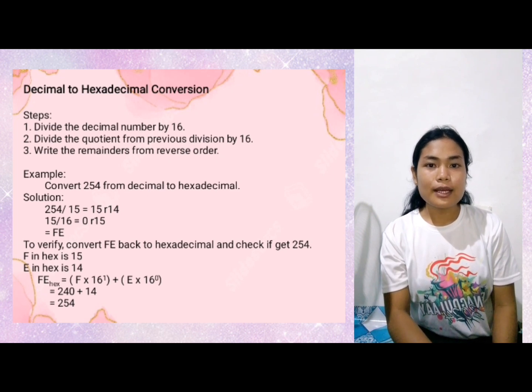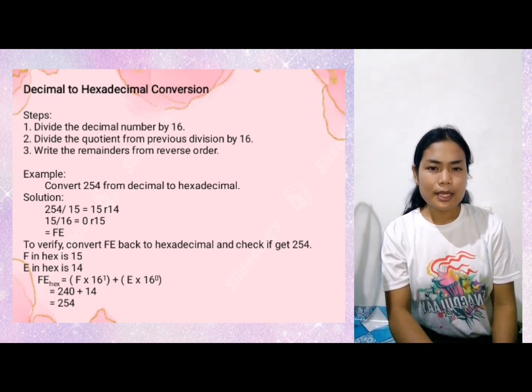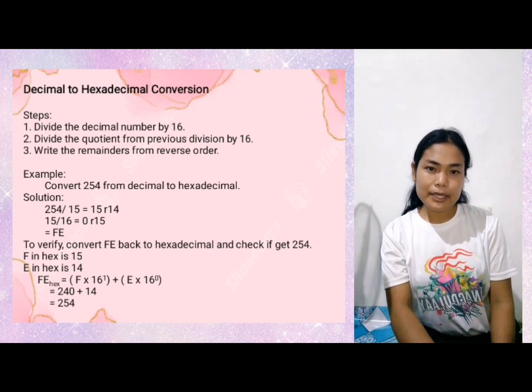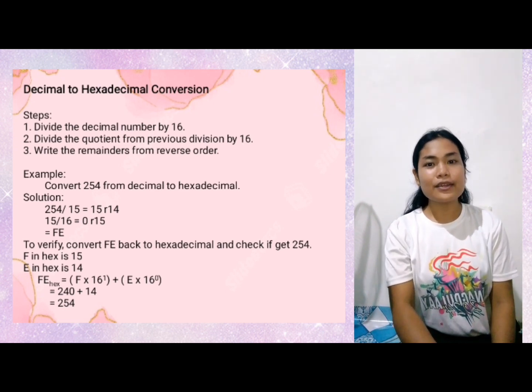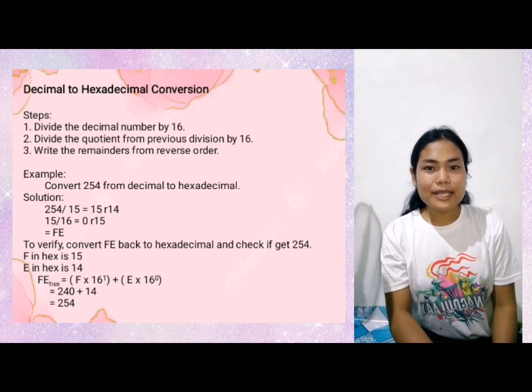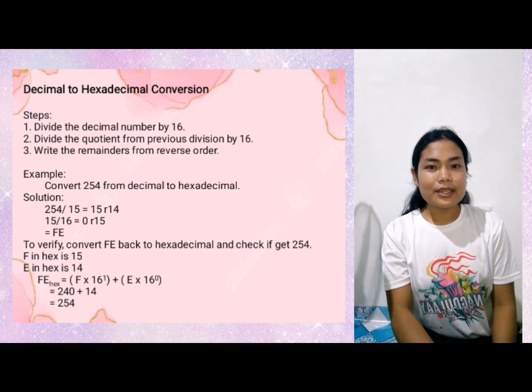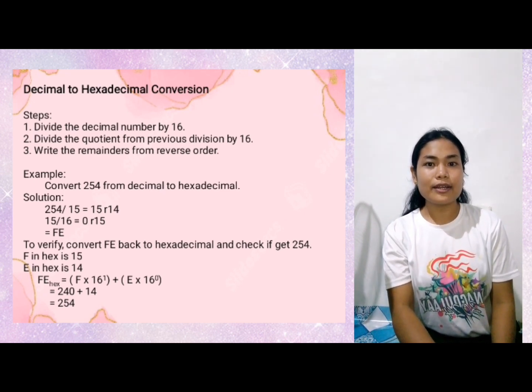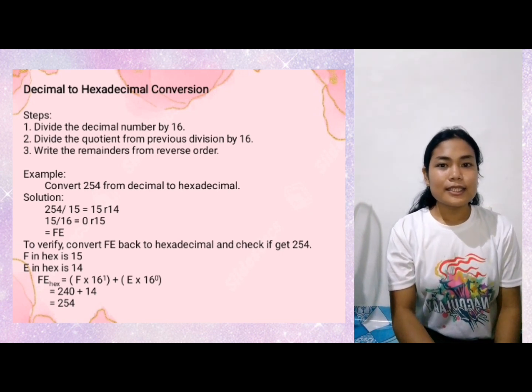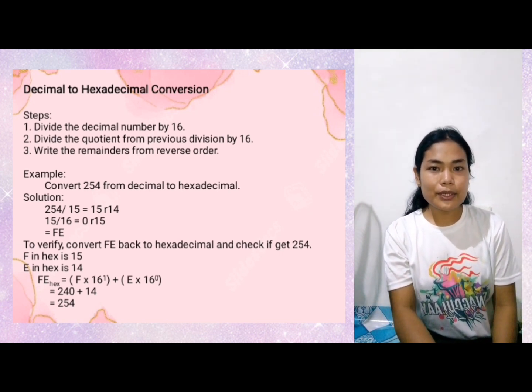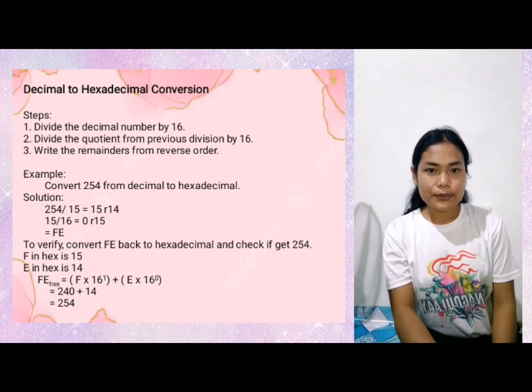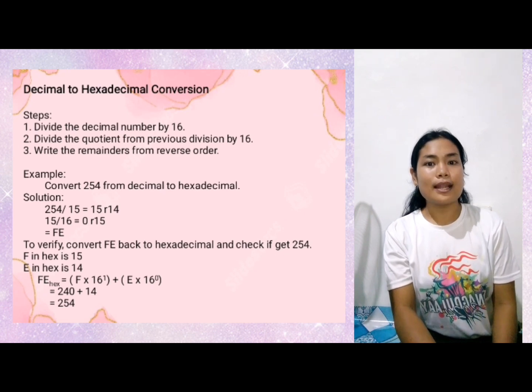For example, convert 254 from decimal to hexadecimal. 254 divided by 16 equals 15, remainder 14, which is E. 15 divided by 16 equals 0, remainder 15, which is F. Reading the remainders from bottom to top gives FE. So, the decimal number 254 is equal to FE in hexadecimal.